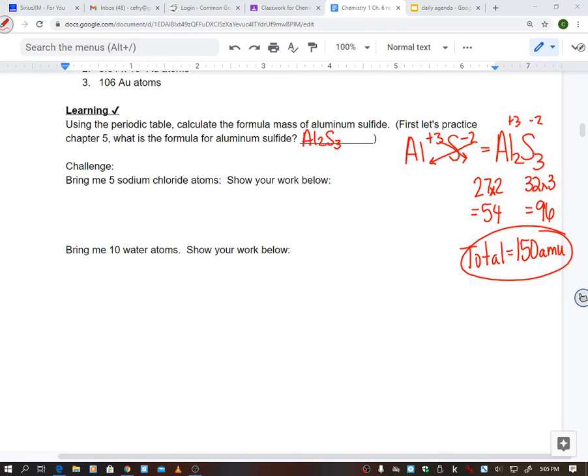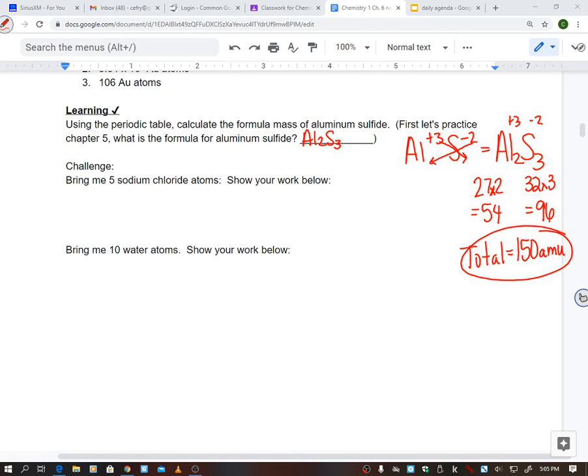Okay, so at that point we would stop our notes and I would tell the kids, knowing how to figure this stuff out and the math we just did, I'm going to give them a challenge. There's going to be some salt at their desk, and of course we have the sinks here to get some water. I just want to walk you through that. Obviously you're not here, so you're not going to be able to do it, but I would say bring me 5 sodium chloride atoms, show your work below.